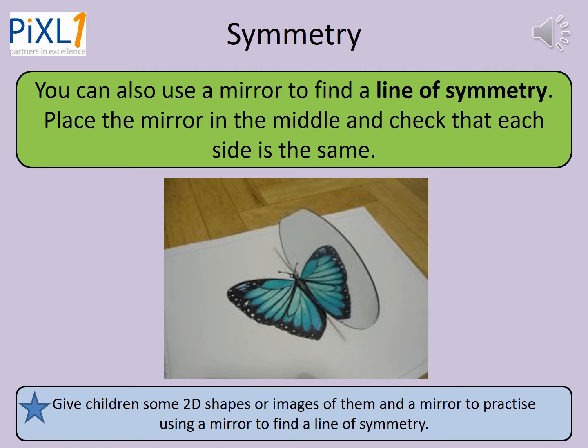You can also use a mirror to find a line of symmetry. You can place the mirror in the middle to check that each side is the same. So using this butterfly, a butterfly has a line of symmetry down the centre of its body, so that the butterfly wings are the same. So if you put a mirror in the middle of a circle, you would see that it makes a complete circle, which means that would be the line of symmetry.